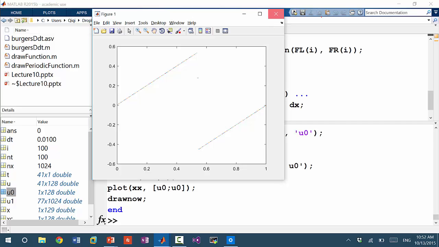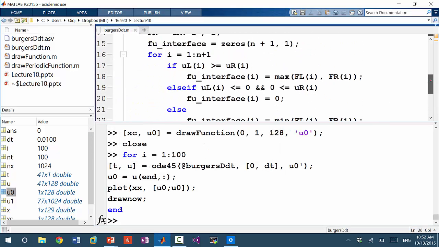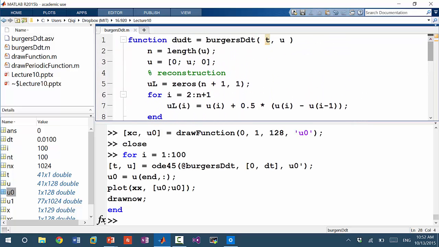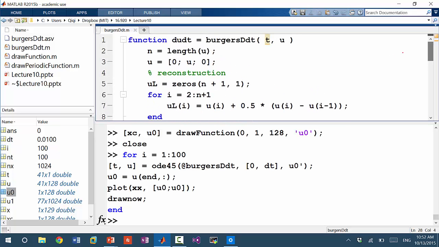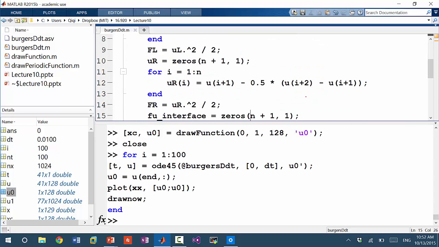But let's do something a little bit different. Let's go away from the Burger's equation, because the Burger's equation is actually quite an interesting thing to do. But let's actually switch from the Burger's equation to a linear advection equation. So which line do we want to change if we want to solve a different equation?